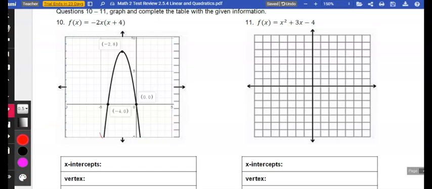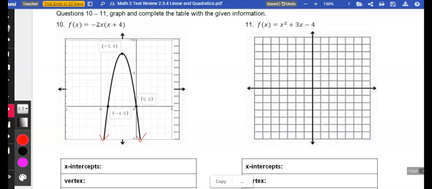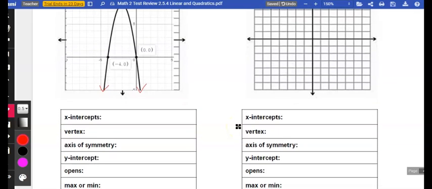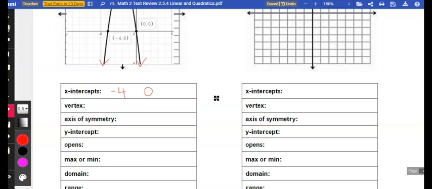So let's put some arrows down here. So let's see here. X-intercepts were at -4 and 0. The vertex was -2, 8. I want you to remember the axis of symmetry always matches the x value in the vertex. X equals -2. The y-intercept was also at 0. You can do 0, 0, or just 0. It opens down.